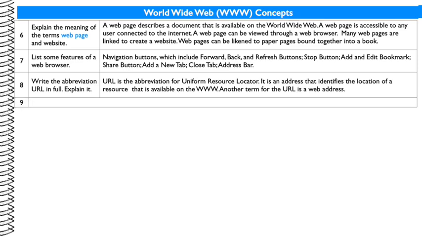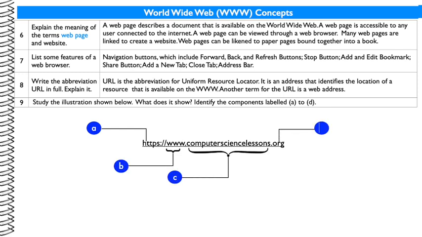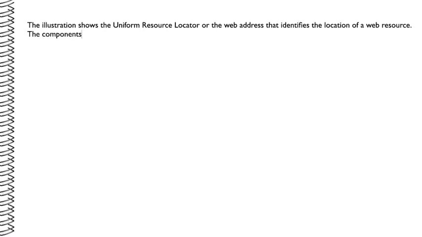Study the illustration shown below. What does it show? Identify the components labeled A to D. The illustration shows the Uniform Resource Locator, or the web address that identifies the location of a web resource. The components labeled A to D are as follows.